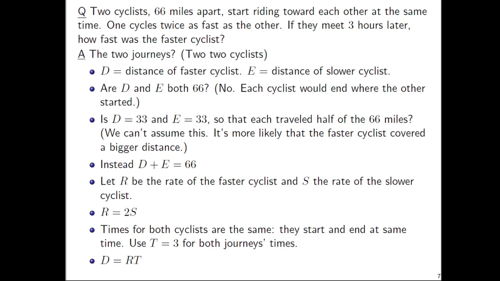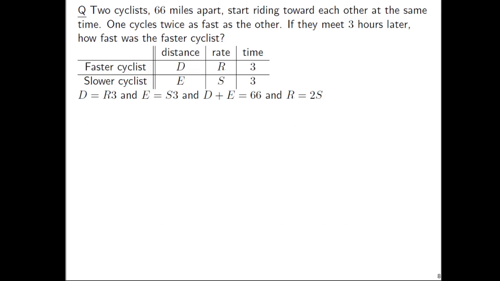So here's what we have. Then applying the distance formula to the faster cyclist's journey, we have d equals rt. If we apply the distance formula to the slower cyclist's journey, we'll have e equals s times t. And just collecting the other equations we have so far, we had already mentioned d plus e equals 66 and r equals 2 times s.